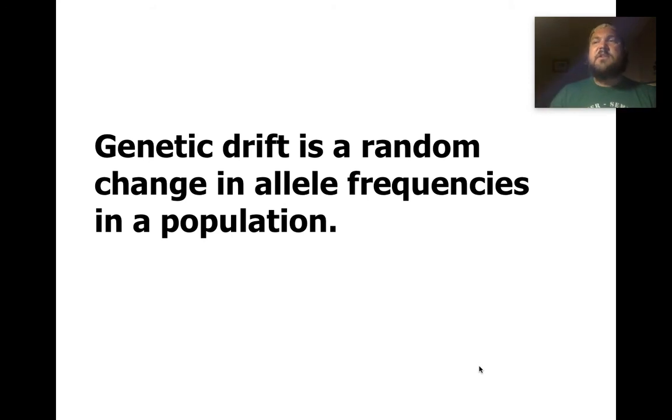Everything else we're about to talk about can change allele frequencies in a population, but it's random. It's not natural selection. Okay, let's move on to the next one here, which is genetic drift. And genetic drift is a random change in allele frequencies in a population due basically to dumb luck.